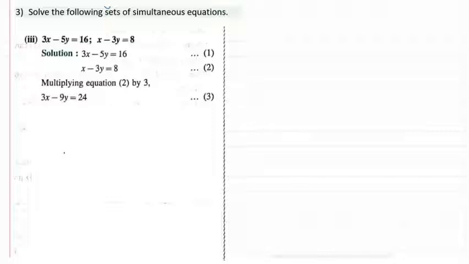So we are going to prefer equating the coefficient of variable x of equation 2 as 3, because equation 1 has 3x, so equation 2 should also get 3x. So we are going to multiply equation 2 by 3. We will get 3 into x will be 3x minus 3 into 3y will be 9y is equal to 3 into 8 is 24. Now let us number this as equation number 3. So equation number 3 is a modified form of equation 2.